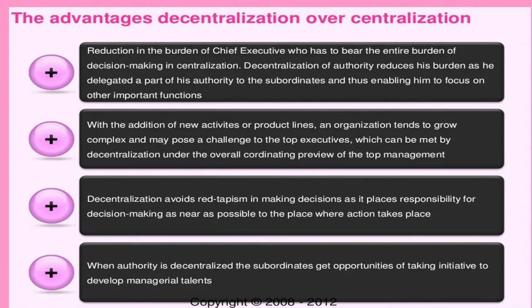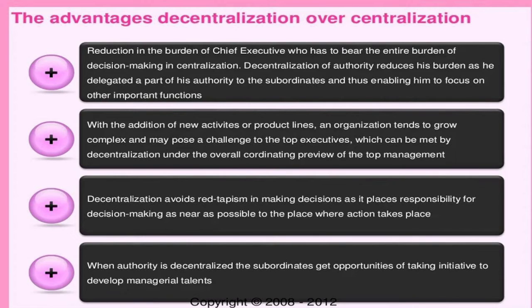Reduce the burden of the chief executive, who has to bear the entire burden of decision making in centralization. Okay, in centralization, all operations have to be looked after by the general manager. And in decentralization, functional managers are appointed and given authority and responsibility, and they will look after them. So the burden of governance will be reduced.